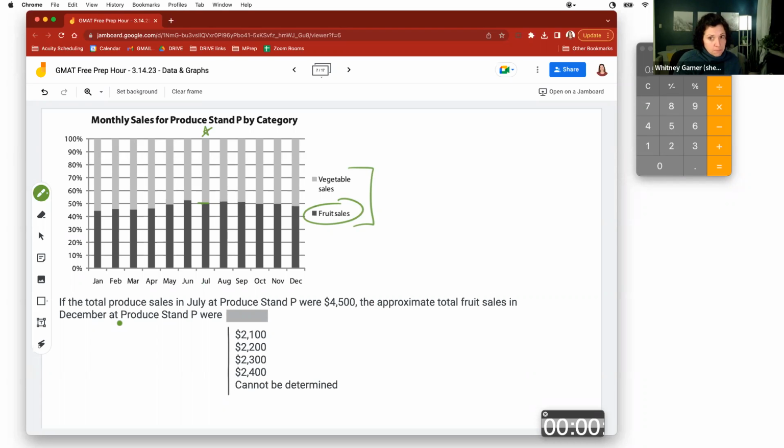Hold on. Now, if this had said the approximate total fruit sales in July, then the answer would be half. Because fruit sales would be half of this 4,500, which would be about 2,250. But that's a little weird because 2,250 is the exact same distance between these two numbers. So how would I know which one to pick?